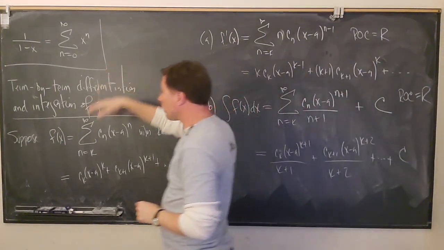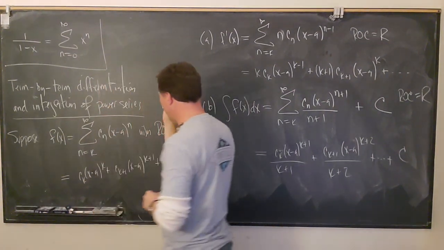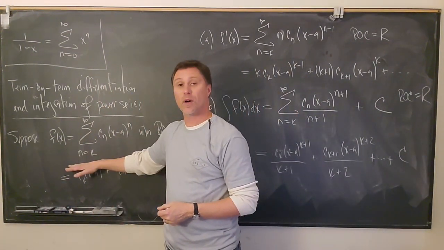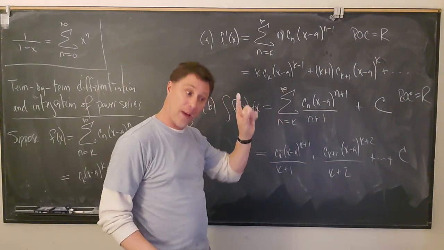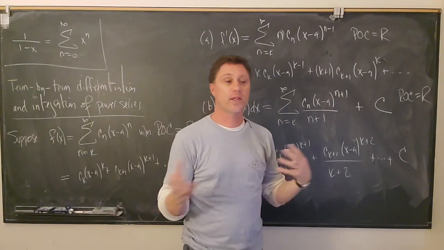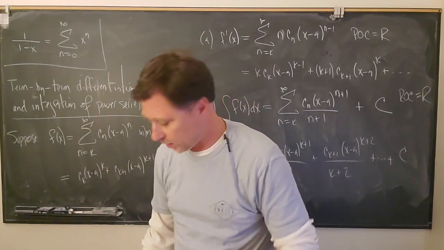This is called term-by-term differentiation and integration of power series, and what it says is that when you have a power series representation of a function, you can find the power series for the derivative or the antiderivative by taking the derivative term by term, behaving as if you have a polynomial.